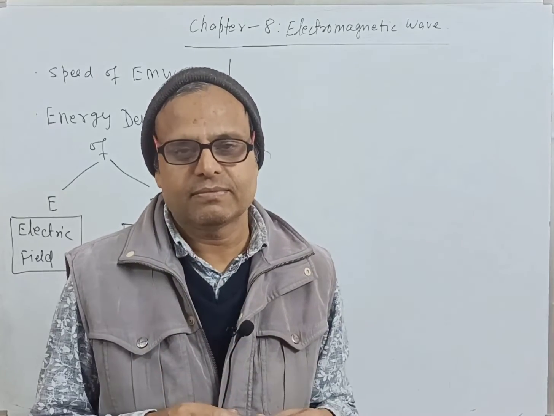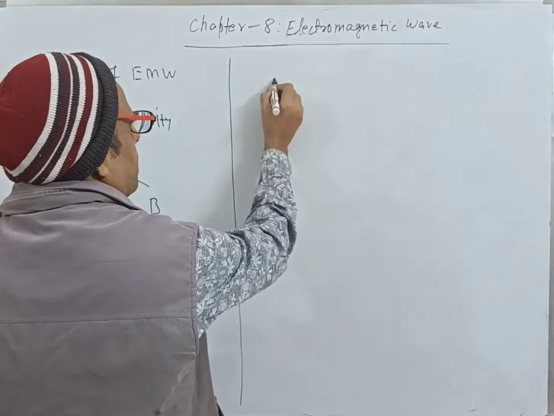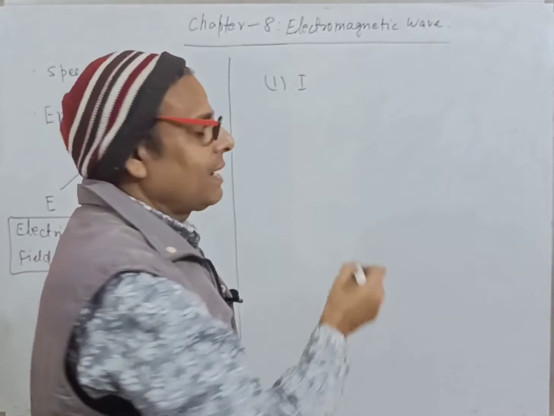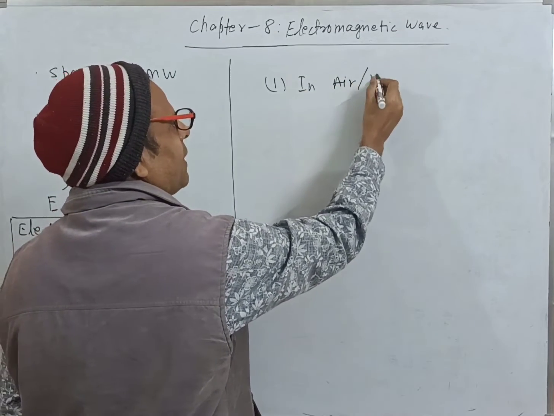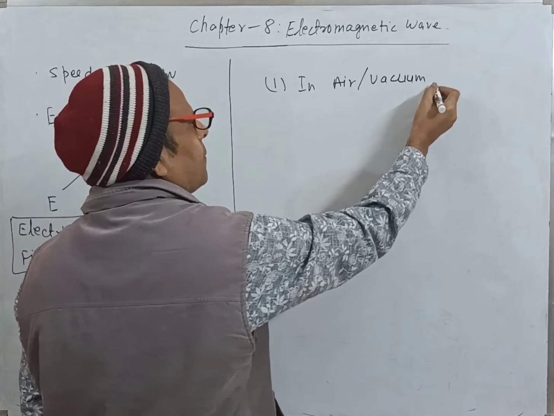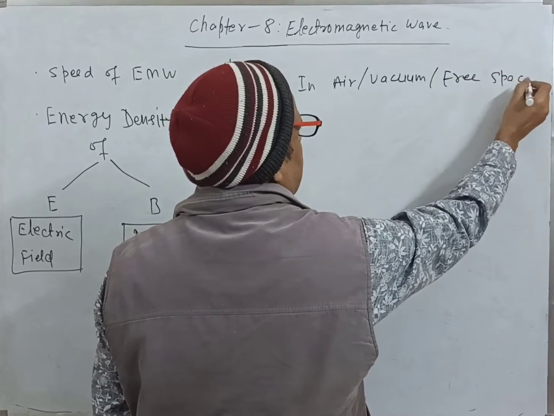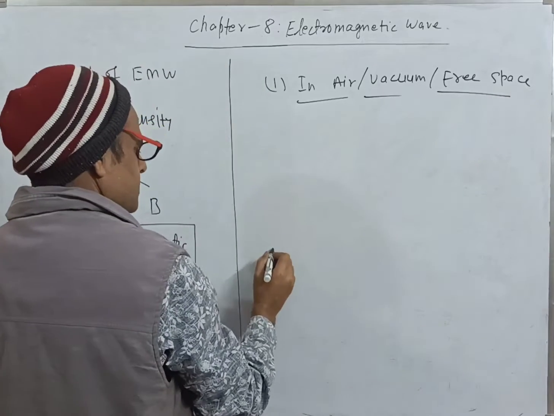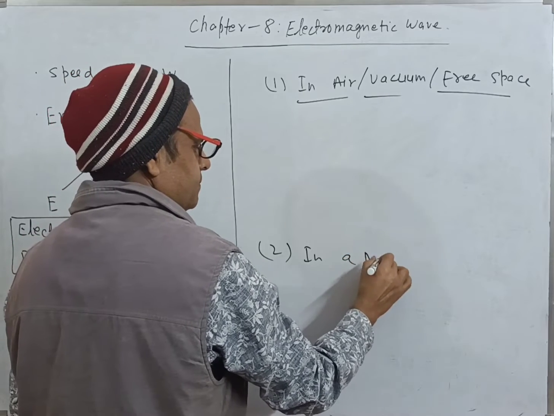There are two cases. One is the speed of electromagnetic wave, meaning the speed of light in air or in vacuum or in free space. And the second is in a medium.